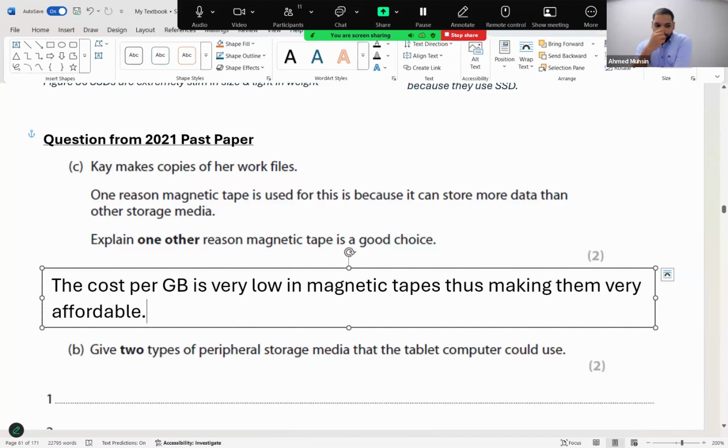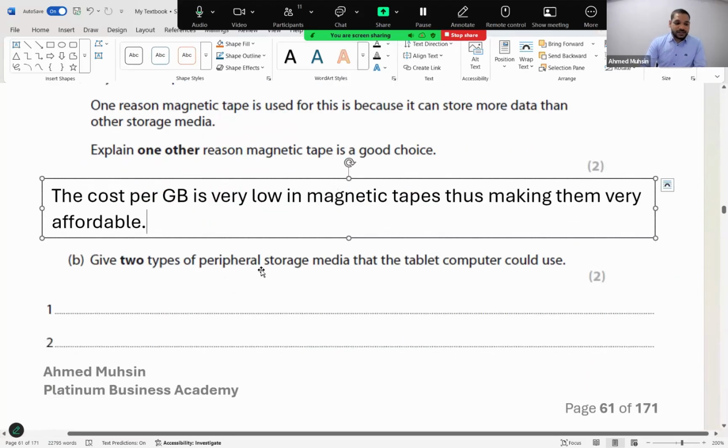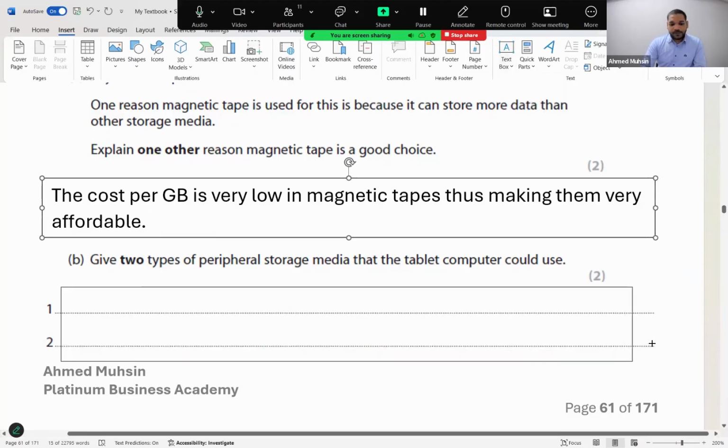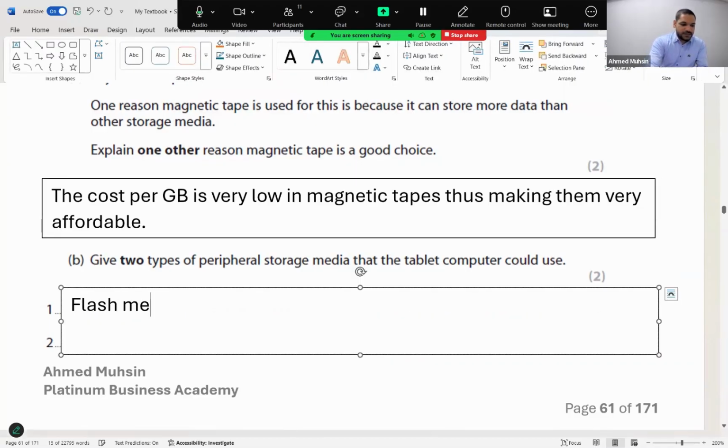The cost per GB is very low in magnetic tapes, thus making them very affordable. Right, guys, give two types of peripheral storage media. Underline media, please, because that's very important. That a tablet computer could use. Flash memory, that's the easiest answer. Right, something else? SSD is a storage device, not storage media.